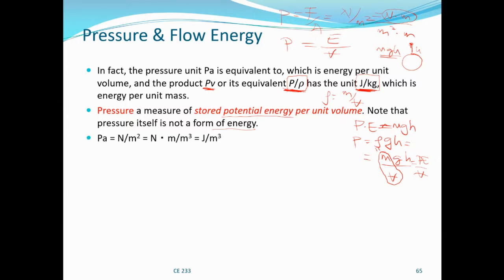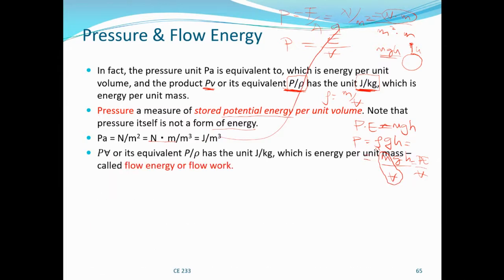Now, this is exactly what I did here. Joule is simply Newton times meter, which gives joule per meter cubed. This I already explained here at the beginning. And PV, or its equivalent, has the unit joules per kilogram. That's when you multiply with the volume. So this equivalent has the unit joule per kilogram.